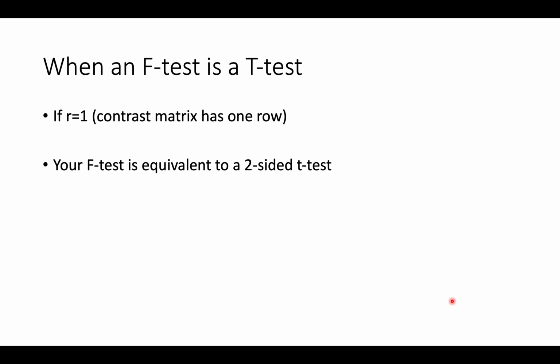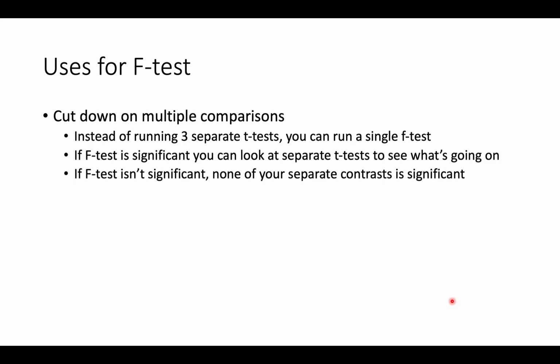So when is an F-test a t-test? When R is 1, so your contrast matrix has just one row. And you can use this in place of a two-sided t-test. Most fMRI-based software packages that we have don't run two-sided t-tests, but you can run one if you want by just specifying a contrast with a single contrast vector in it. And you will get the equivalent p-value as you would get from a two-sided t-test, which is really handy. Again, cutting down on the number of tests that you're running.